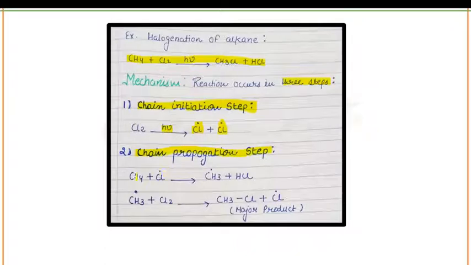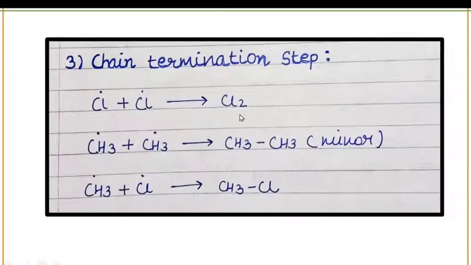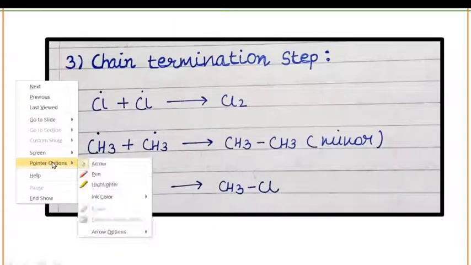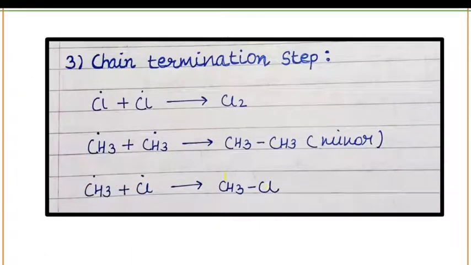In this step, one Cl free radical attaches to methane and forms the CH3 free radical and HCl. In the second step of chain propagation, the CH3 free radical will attach with Cl2 and this will form the major product, that is CH3Cl plus Cl free radical. To stop the propagation step there is another step, that is the chain termination step. In this step the formation of CH3Cl takes place. So this was about the free radical substitution reaction.